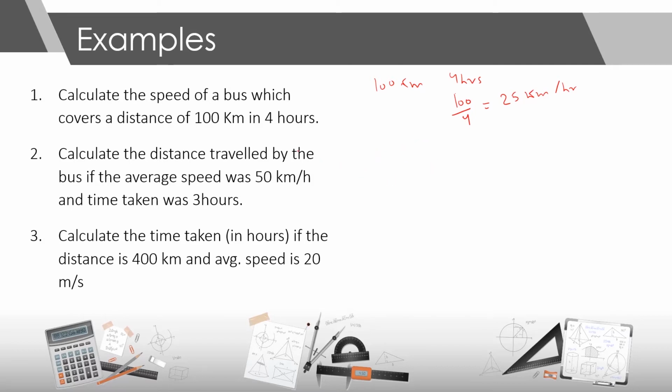Next is we have to find the distance traveled. We know the average speed. Average speed is 50 kilometer per hour. Time taken is 3 hours. So distance is equal to speed into time. So it comes out to be 150 kilometers.